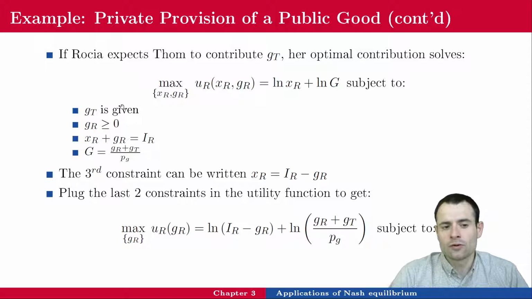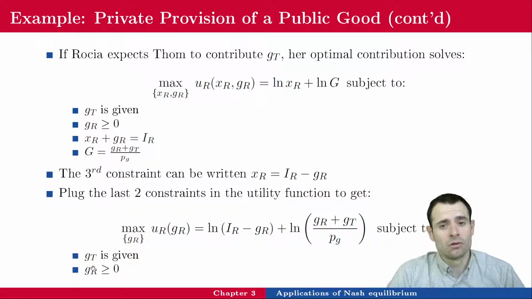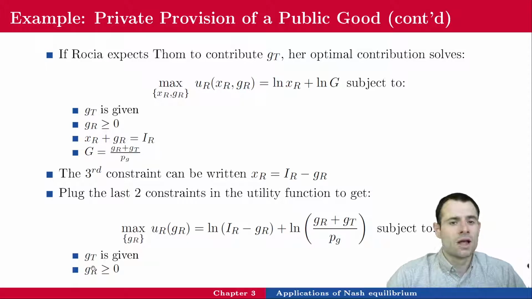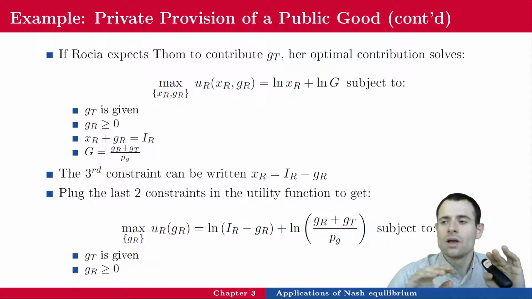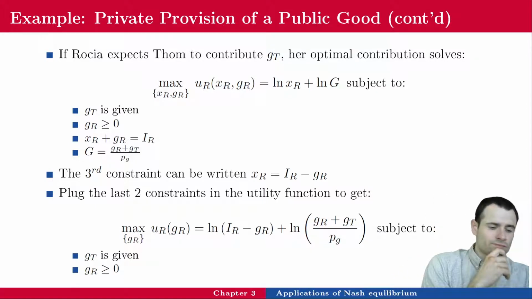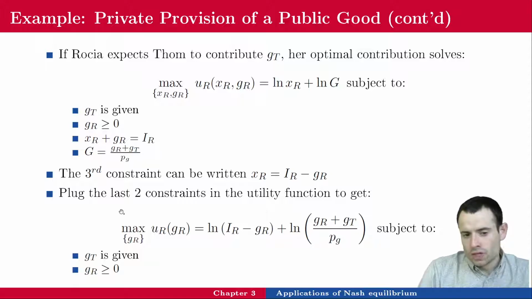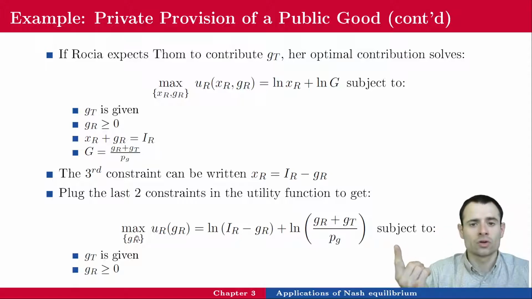I need to think about the first 2 constraints now, so I just rewrite them. But again, just make sure it's positive or 0. It could be 0, pure free riding. I don't give a single dime because other people are going to contribute for me. That could be the case. Now I can take my first order conditions. Note that now the utility function only depends on GR, so I need to take 1 first order condition.